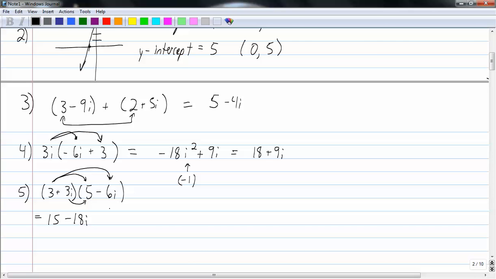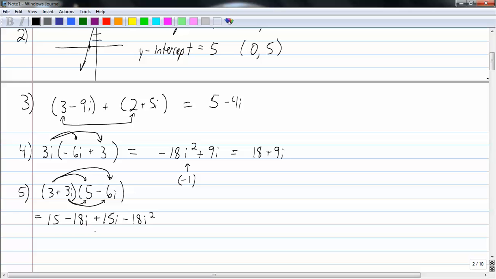3i times 5, that's a positive 15i. And 3i times negative 6i. A positive 3i times a negative 6i, that's a negative 18i squared.